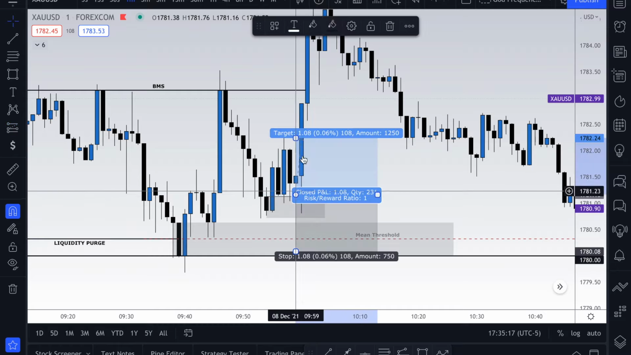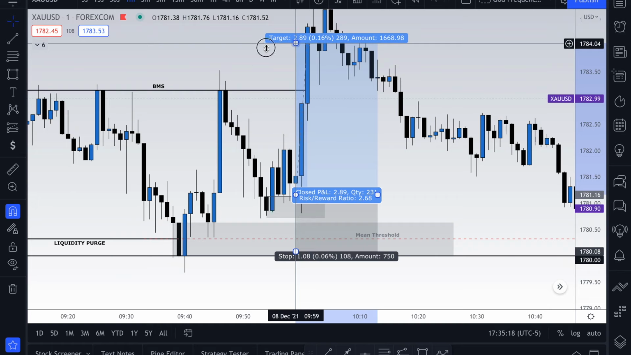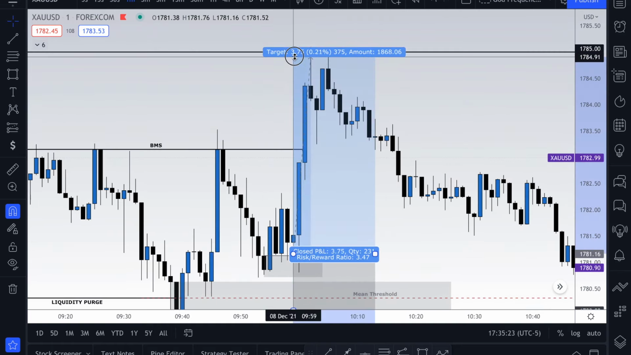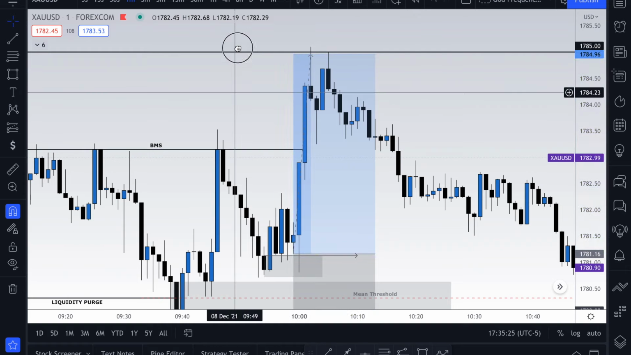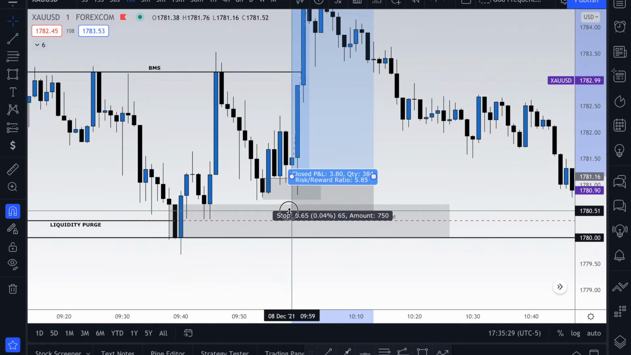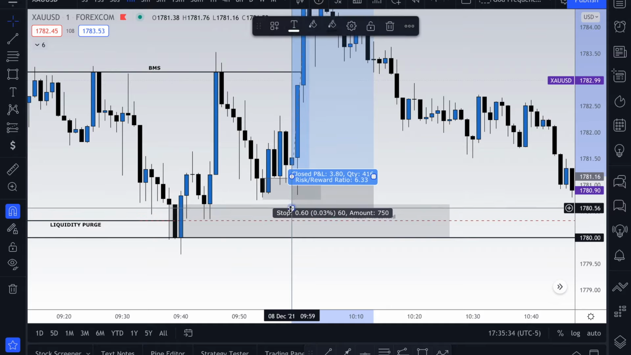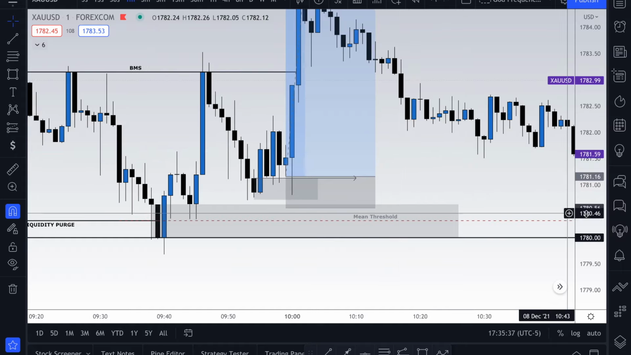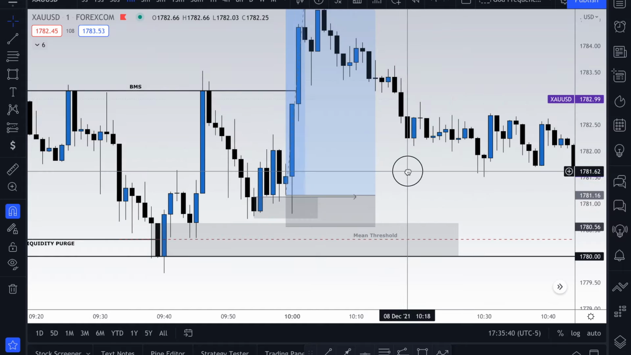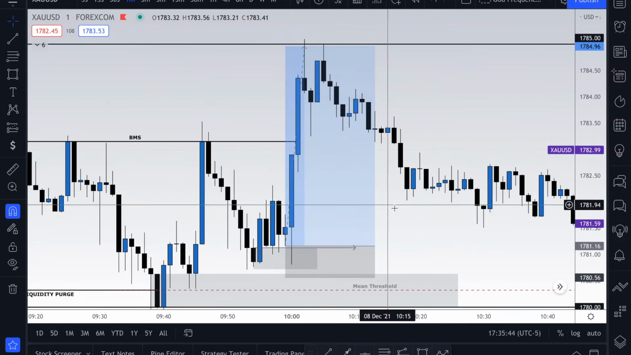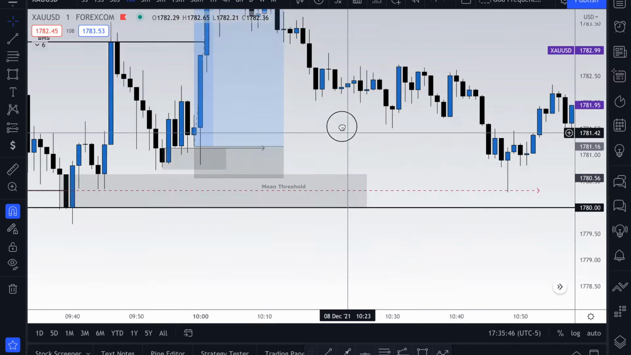So if you would have taken that trade, you got about 38 pips on that. Stop loss would have been a little bit below. Gold is a wild one, so you want to have a bigger stop loss on gold just because it whipsaws a lot. But this one would have been a 1 to 6, which is also a phenomenal risk to reward ratio.